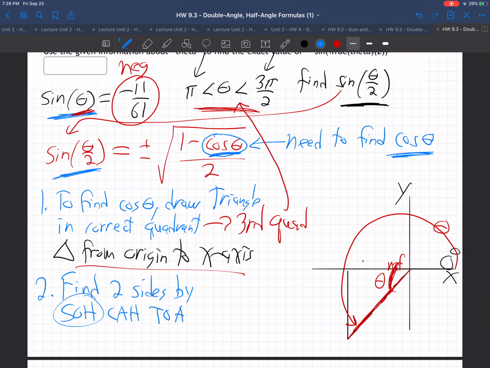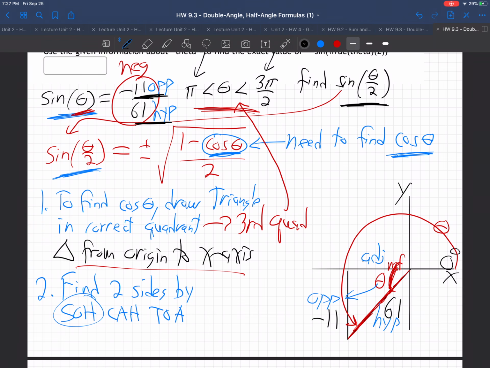Right? Sine, opposite over hypotenuse. So this is opposite over hypotenuse. So here, this side here is opposite. This is the hypotenuse. This is the adjacent side, right? Opposite is negative 11, so this is negative 11. Hypotenuse is 61. Just getting those right here, right? Opposite is negative 11. Hypotenuse is 61.